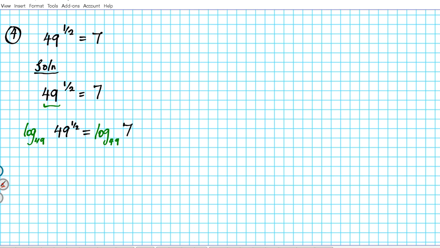So on the left side of the equation, we have the cancellation action happening. And then we just bring down the value of the exponent, which is 1/2. We have 1/2 is equal to log base 49 of 7. And that, ladies and gentlemen, is the answer to question number 4. Okay, let's take a look at number 5.